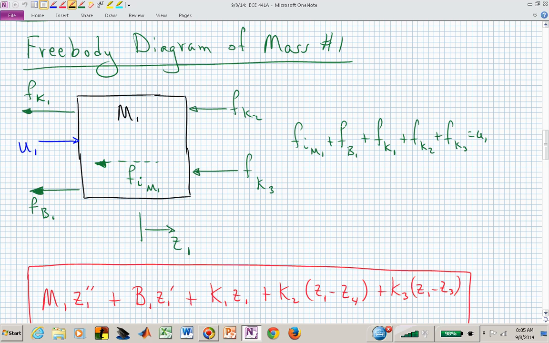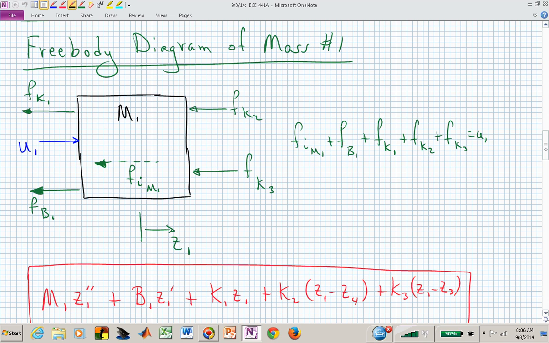But here's the free body diagram of mass number 1. You simply displace mass 1 in the z1 direction and identify what forces result from that movement. Then, since we're in one dimension, we algebraically relate those forces. That's our equilibrium equation. And then each of these forces can be expressed in terms of coefficients, positions, and velocities.